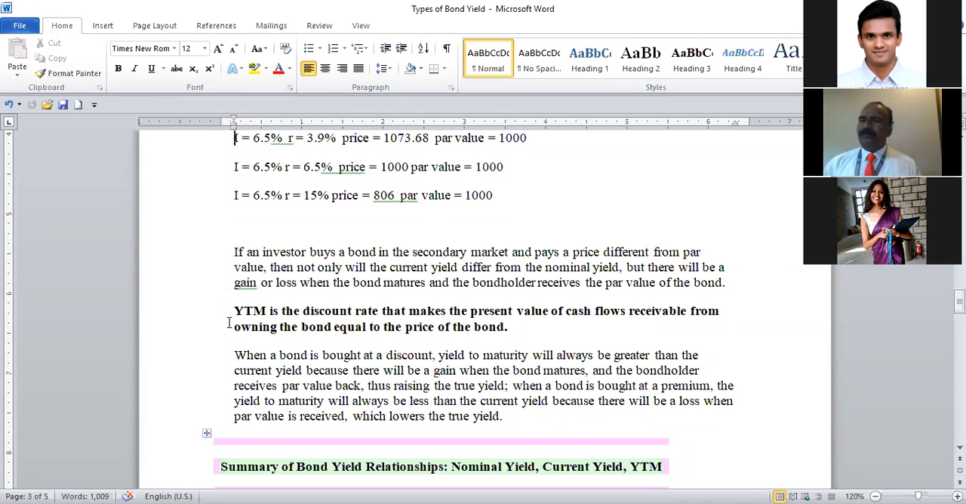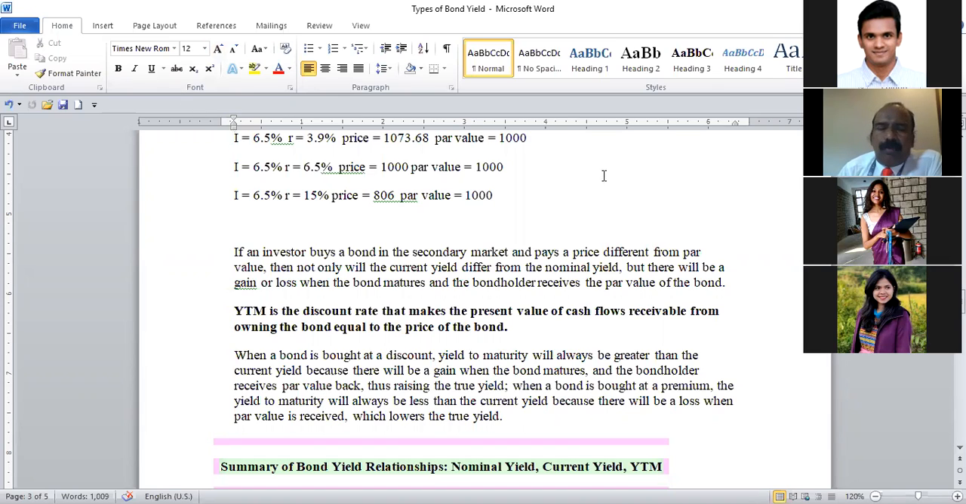All of you understood? What is called yield to maturity? All of you understood? Is it clear? Yield to maturity, the concept of yield to maturity. All of you understood or not? Excuse me, sir. Yeah. So the last paragraph, can you explain again, sir? Last paragraph, no? Yes, sir.